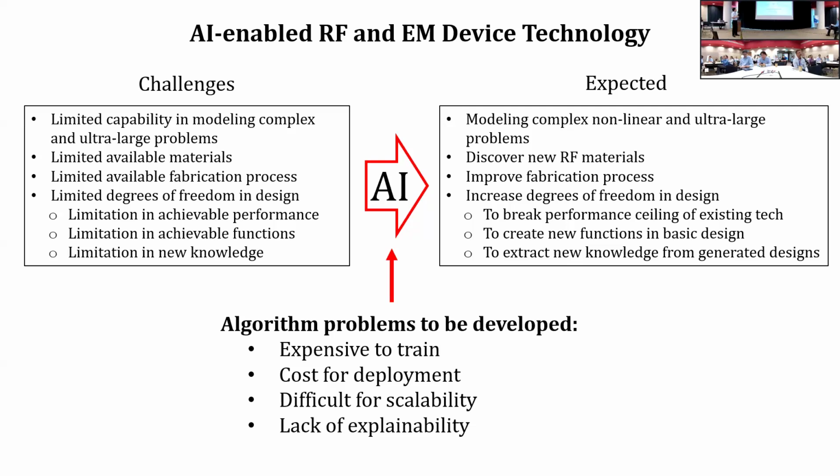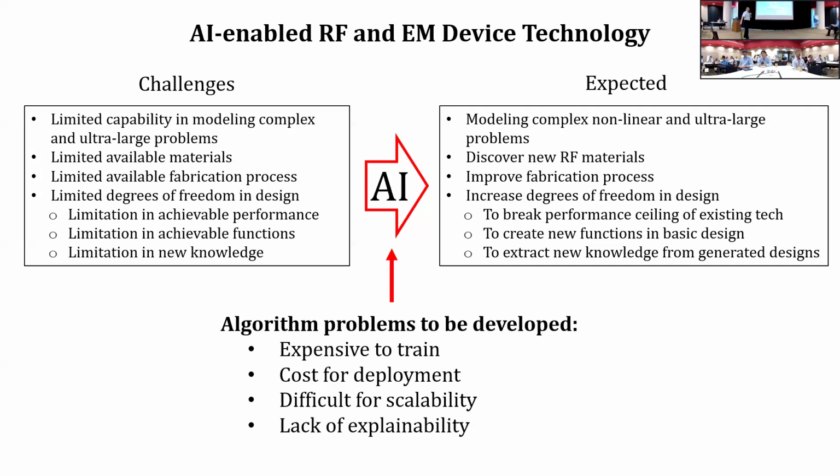The second one is the limited available materials, the limited available fabrication processes, and also the limited degrees of freedom in the design in terms of the achievable performance, functions and knowledge. This is the limitation. How do we solve this problem?